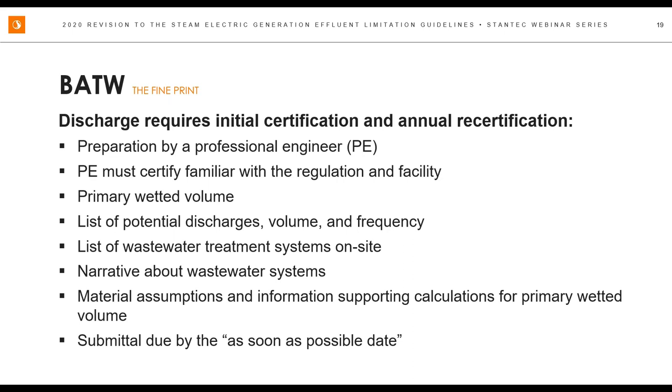And the submittal is due by the as soon as possible date, which is 12 months from publication date, which if we go back here, we will see that it's essentially next October. So this is one that if you look to have a purge stream that you want to get moving on that certification process and start engaging, identifying who your professional engineer is and engaging those services.